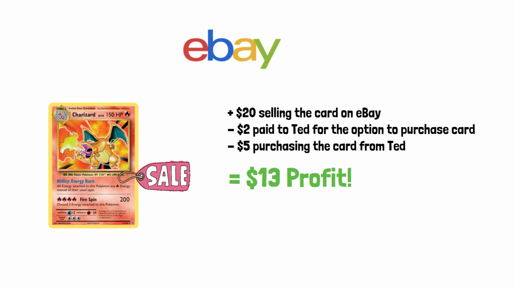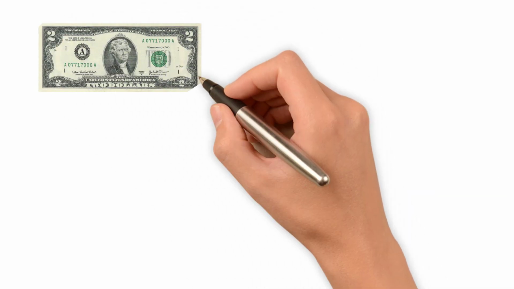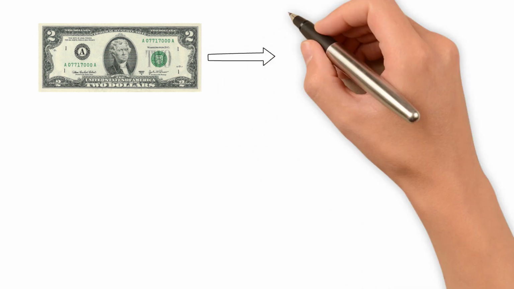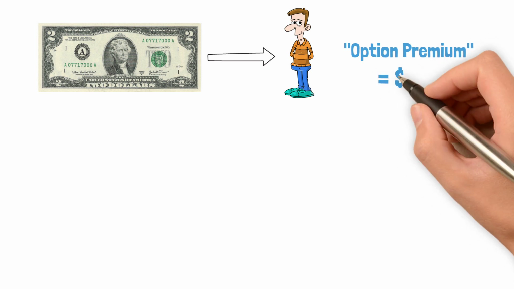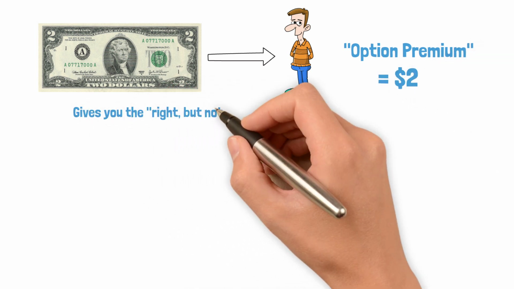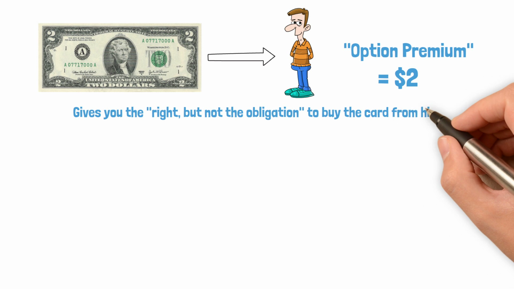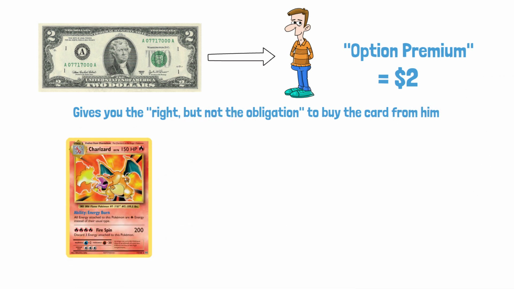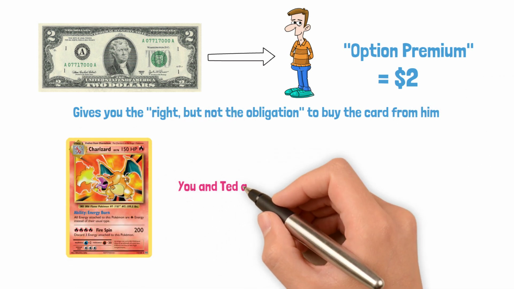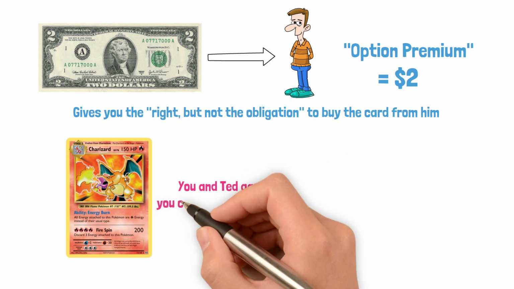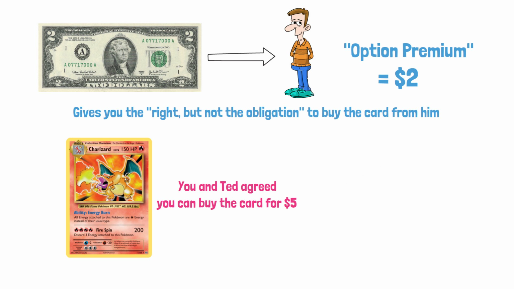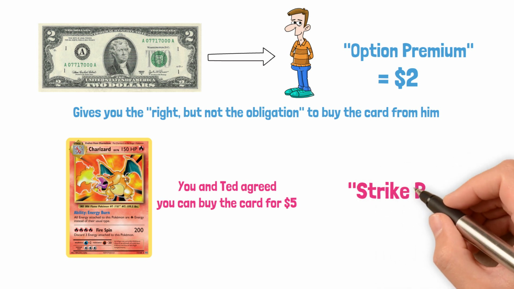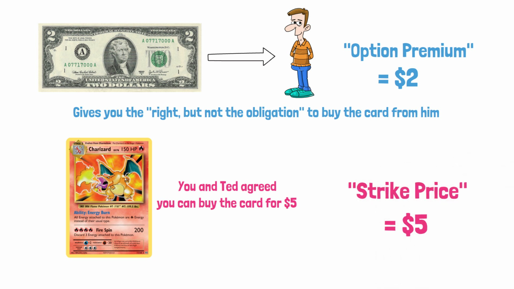Now, there is some terminology to go over before we apply this example to the stock market. The $2 paid to Ted is known as the options premium. You are paying for the, quote, right but not the obligation, you'll hear that phrase a lot in the options world, to buy the card from Ted at any time. The $5 card price is known as the strike price. The strike price is the agreed upon dollar amount that the underlying asset, in this case the Pokemon card, can be bought for at any time from now until expiration.